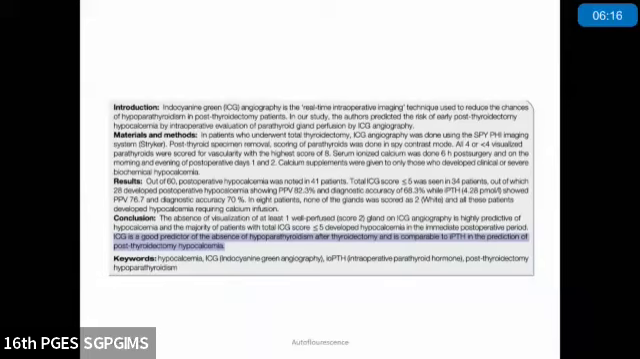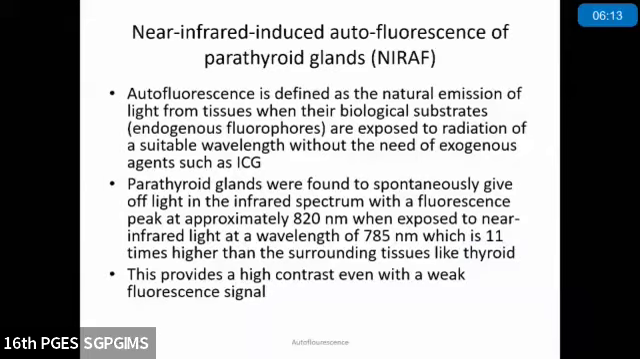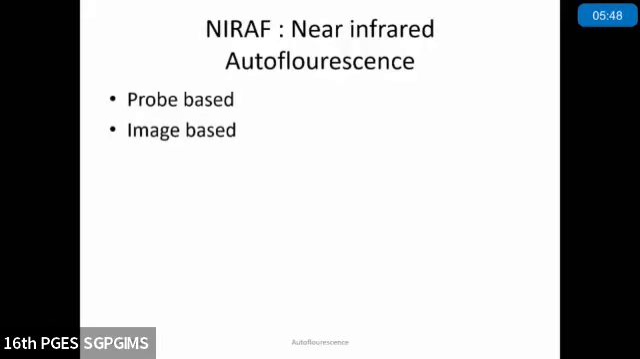And here the importance of autofluorescence really comes in. Now, autofluorescence is actually that all tissues autofluoresce. And it was found that in the parathyroid tissues, the autofluorescence is 11 times higher than the surrounding tissues like the thyroid. Now, this property of the parathyroid was utilized in this equipment where it was seen that if it autofluoresces more than the thyroid, you can capture it on your monitor or by the camera. Now, there are two types of autofluorescence equipments. One is probe-based and one is image-based.